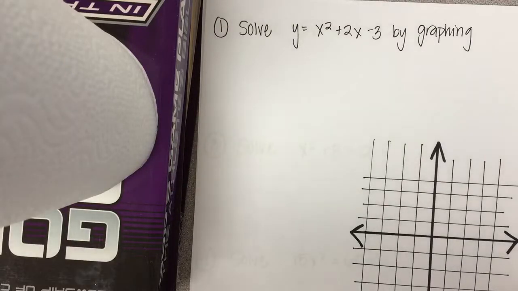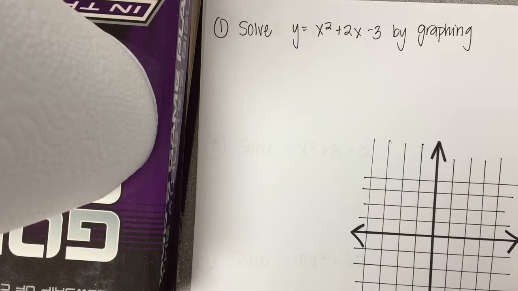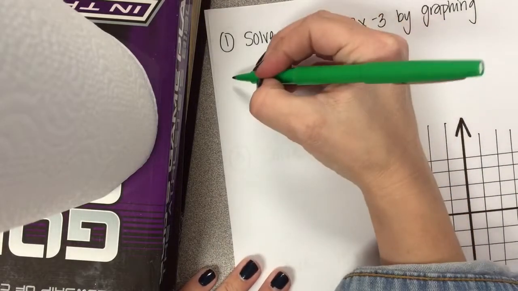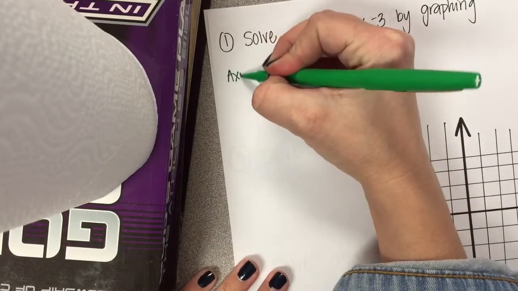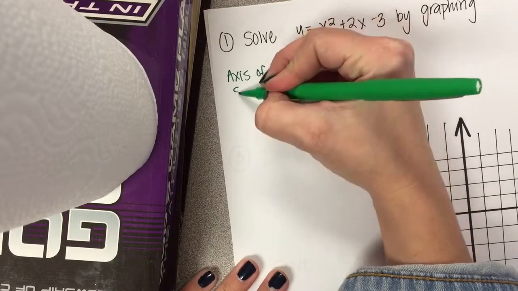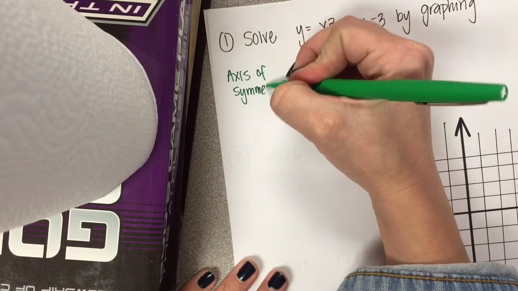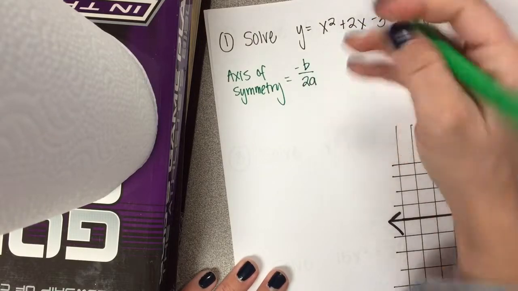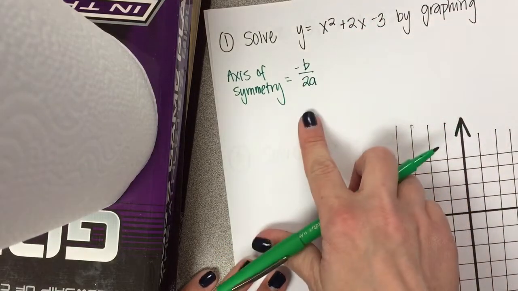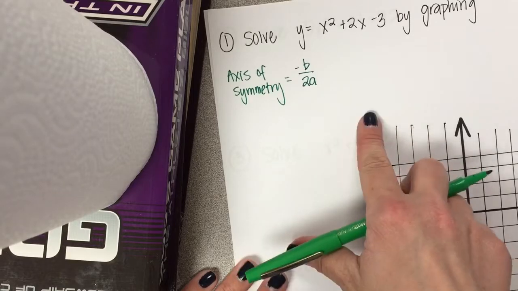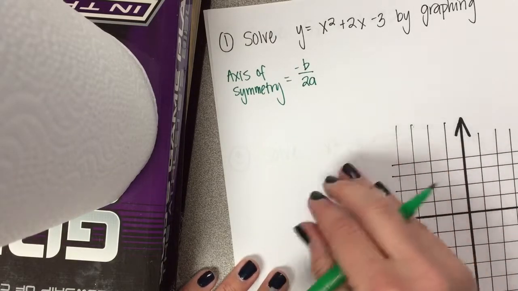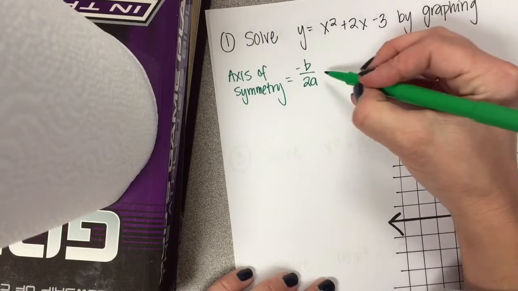First we're going to try to solve y equals x squared plus 2x minus 3 by graphing. Okay, so to graph, the first step is to find the axis of symmetry. And to do that, it's negative b over 2a. Some of you are wanting to square this because you're getting it confused with the b over 2 squared for completing the square. You only square when you complete the square. So this one is just negative b over 2a.